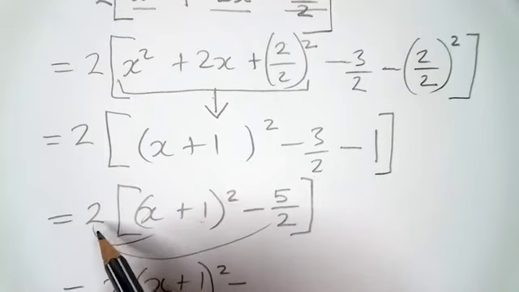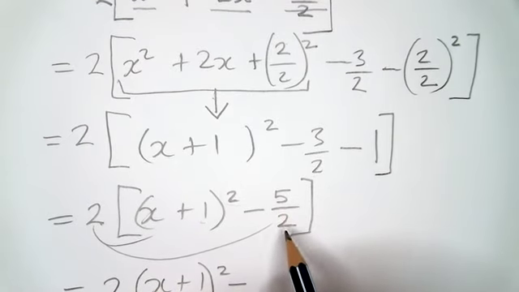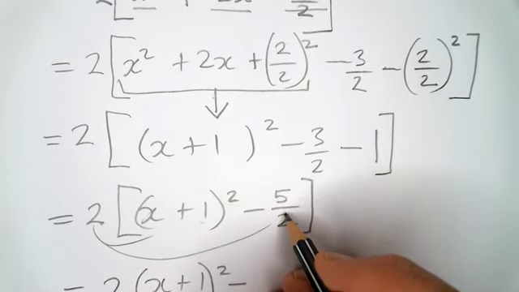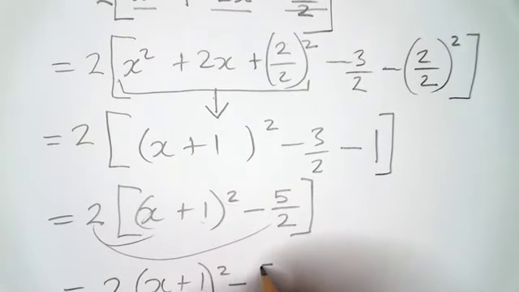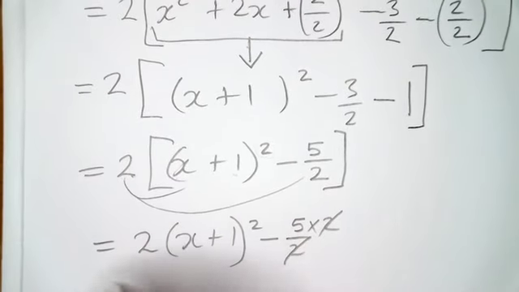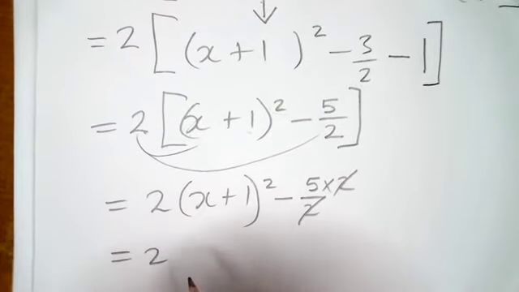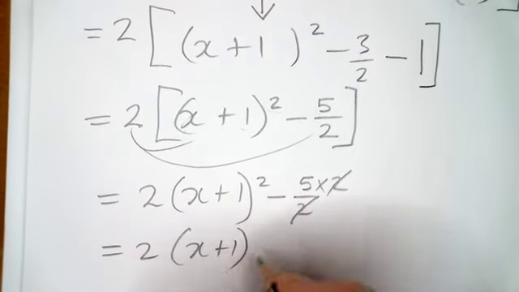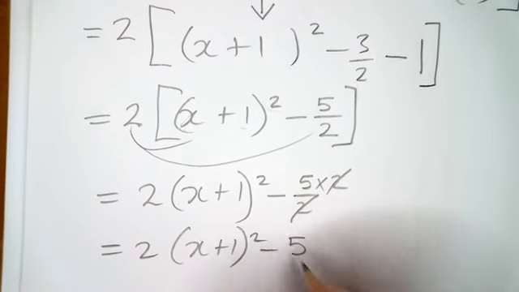Now, of course, we can multiply that 2 by the 5 on 2. If we multiply this by a 2, I'll just write it out like this, times 2. Well, the 2 divided by the 2 leaves us with the negative 5. So the answer is going to be 2, brackets x plus 1, all squared, minus 5.